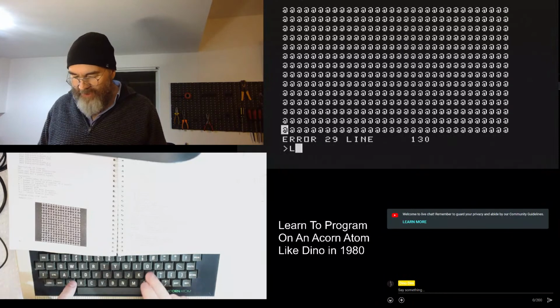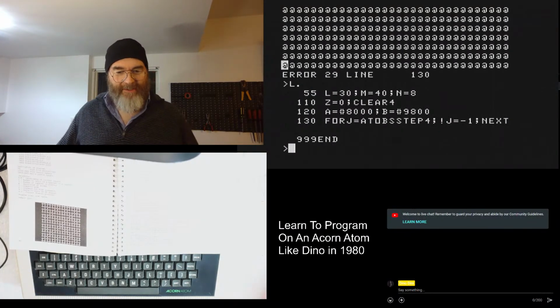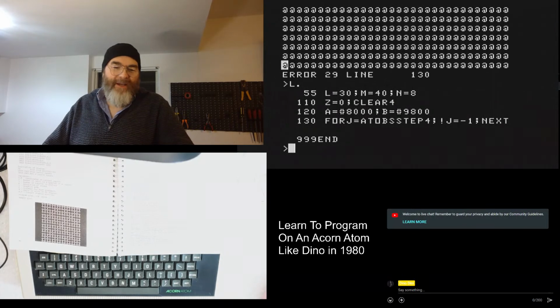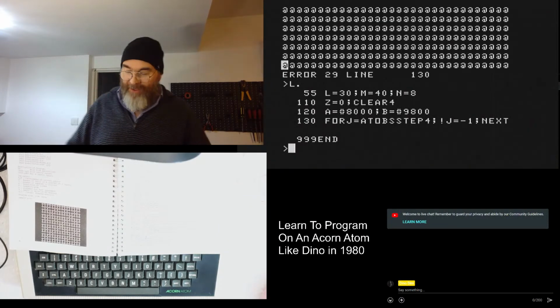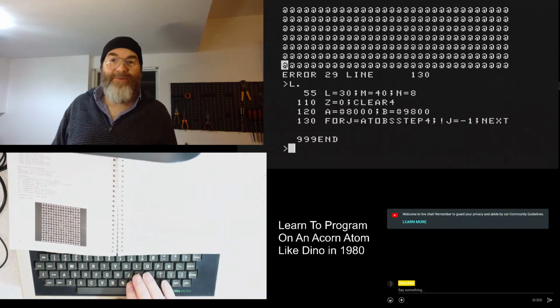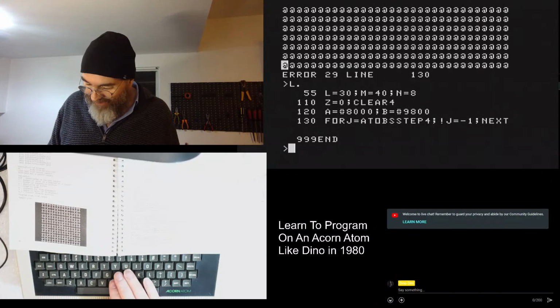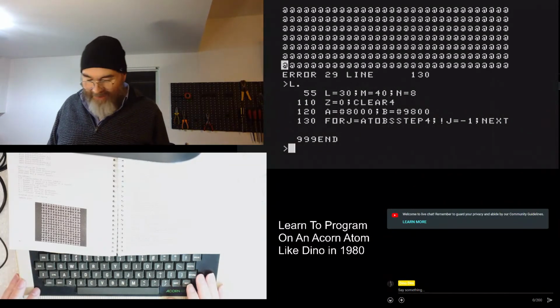And it still doesn't work. So let's do L dot and list. What's the problem with line 130? Oh, the flash was just to change it to clear 4 for the graphics memory. So what does it not like? Oh, I have a double S. That's because this keyboard is 40 years old and it hasn't been used for some time, and sometimes the keys bounce. So that's no problem.